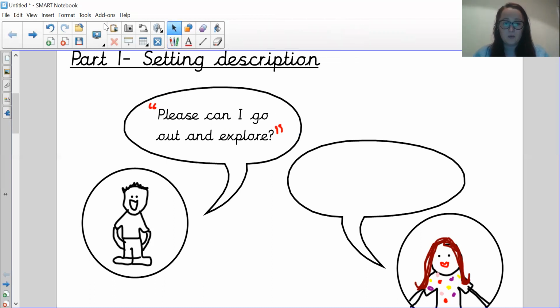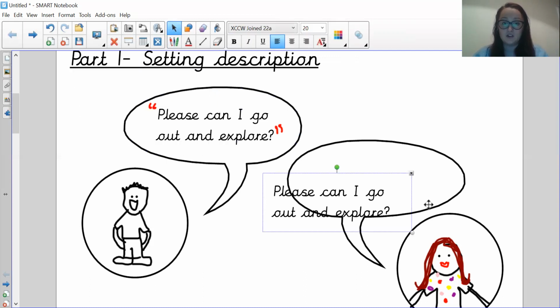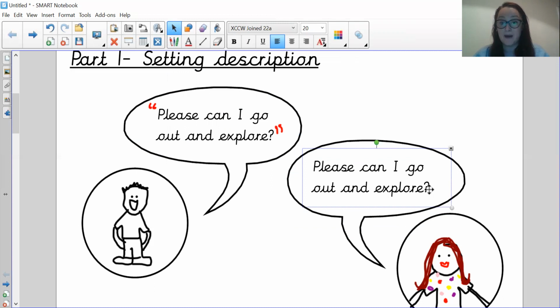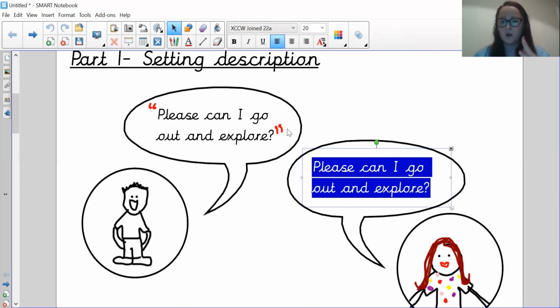Tick. What we're going to do now is have a look at something that Auntie Susan can say back to Stanley. So what could Auntie Susan say? She could say, yes, go on, dear, go and explore. She could say, I don't know if the weather is right. She could say, don't be long, it's nearly tea time. So I'm going to go with my last one. Don't be long, it's nearly tea time.